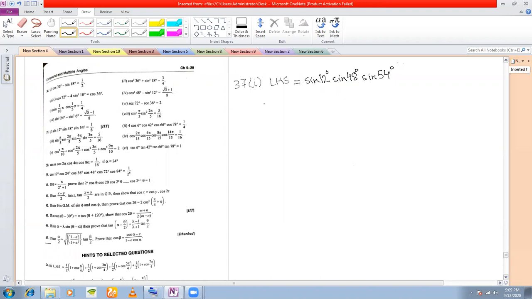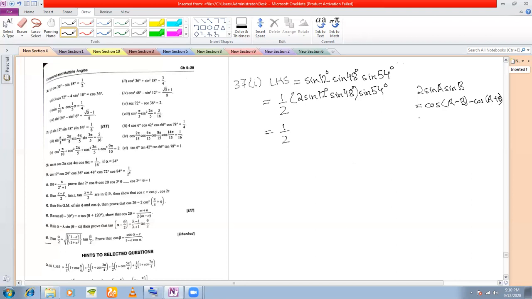Now see, this is all a product. So you change it to a sum first. Take half and take the first two sines together. Now what you do is you change this product to a sum. We know the 2 sine A sine B formula, the product to sum formula, is cos A minus B minus cos A plus B.